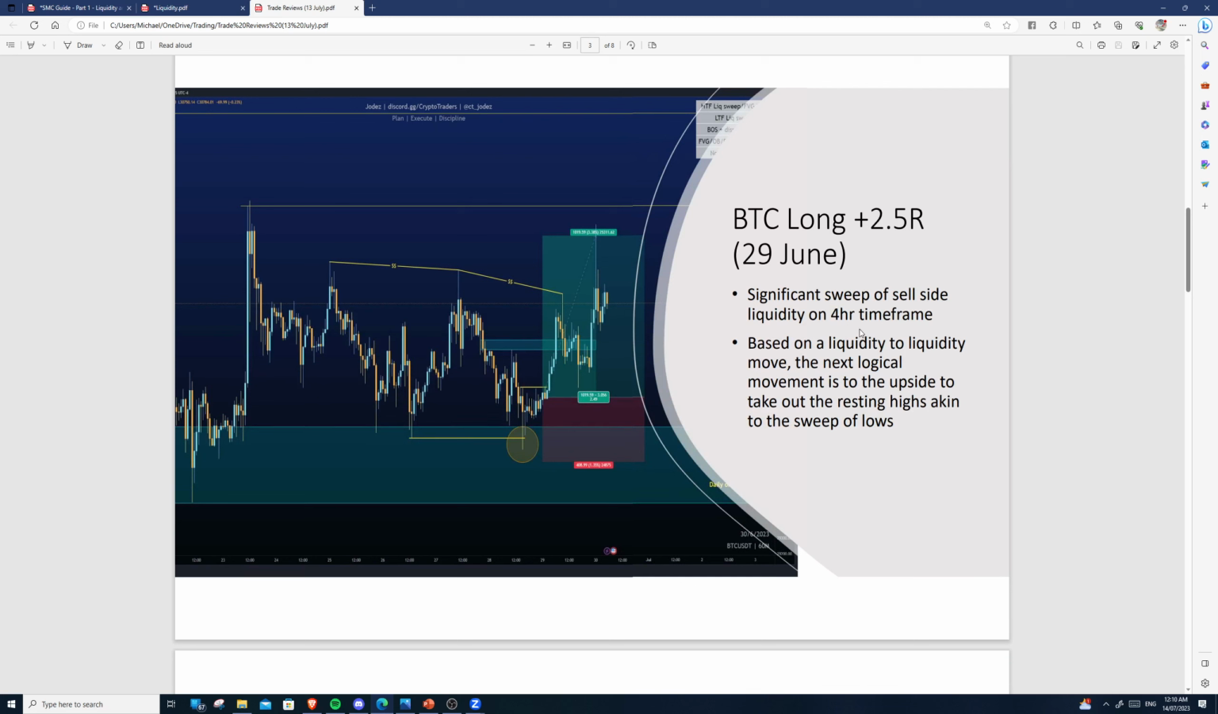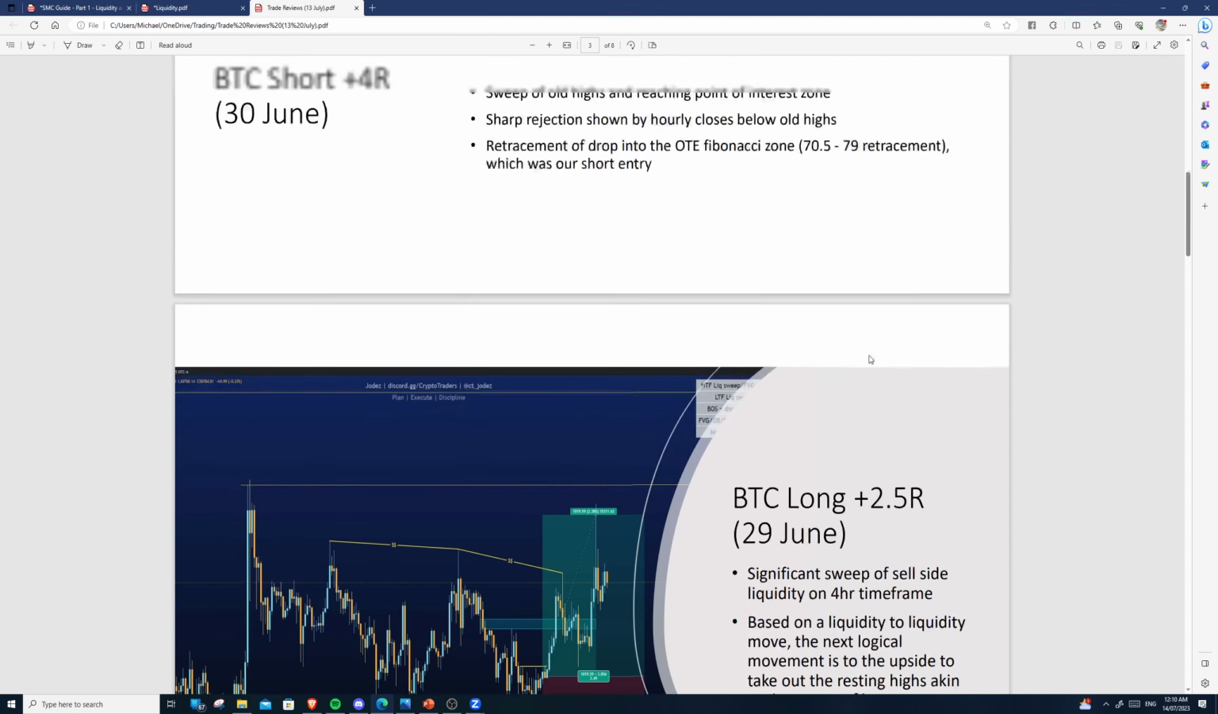So this is a Bitcoin long from 29th of June, yielded 2.5 risk to reward, and the setup here is a sweep of sell side liquidity, and then we had a 15-minute candle close above a break of structure level, as in a candle closure above a swing high.